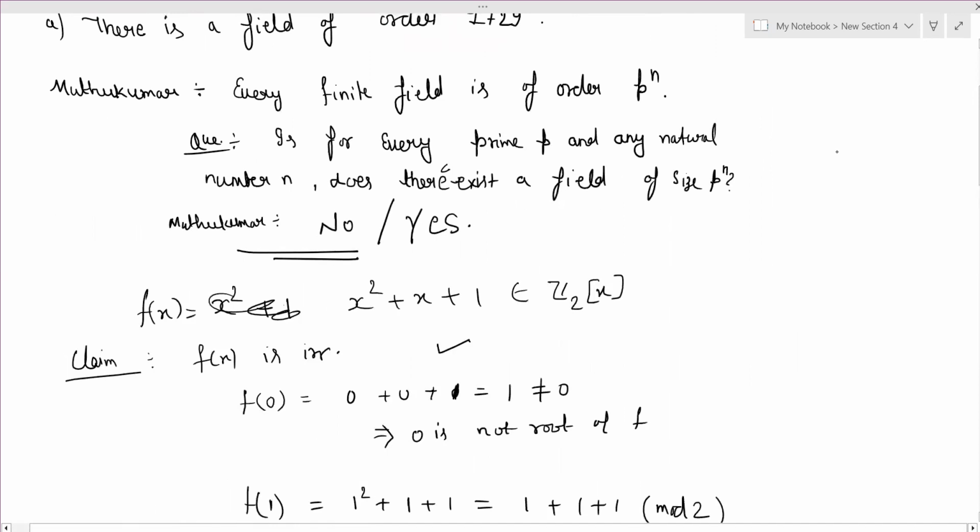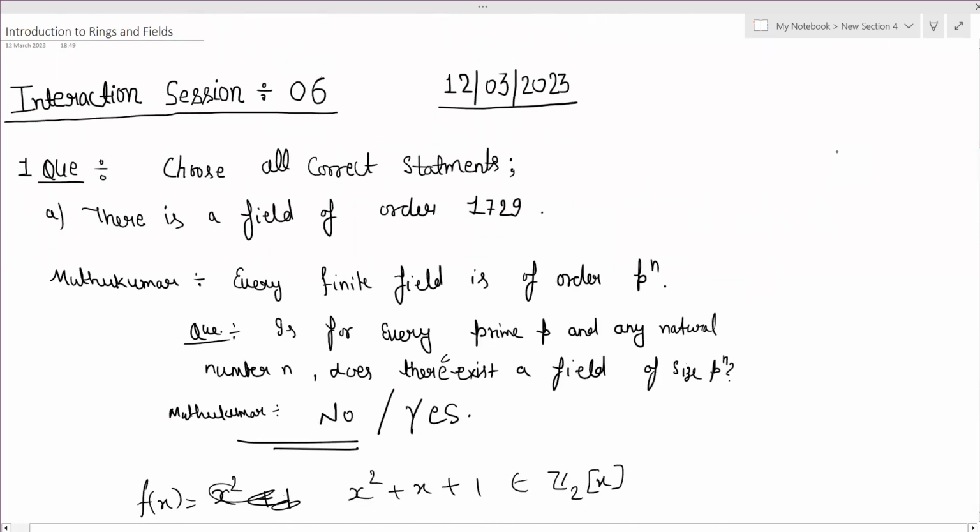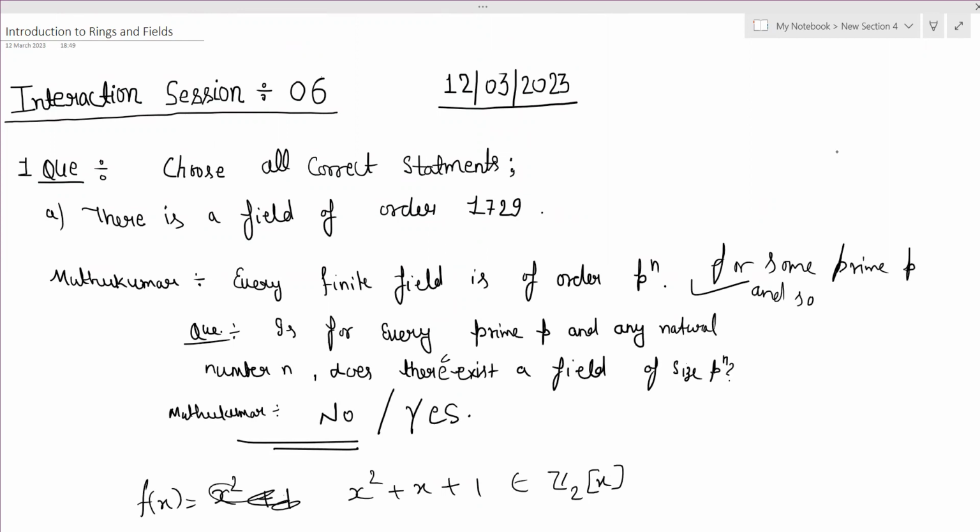The existence is guaranteed. Both are true. This one is also true: every finite field is of order p to the power n for some prime p and some natural number n. And this is also true: for every prime p and any natural number n, there exists a field of size p to the power n.